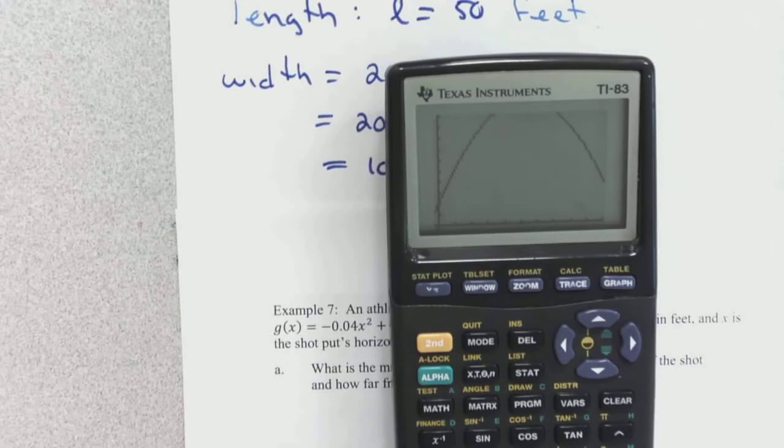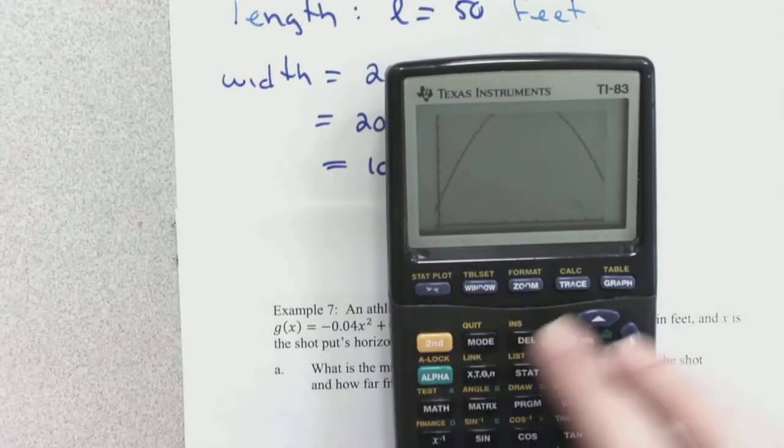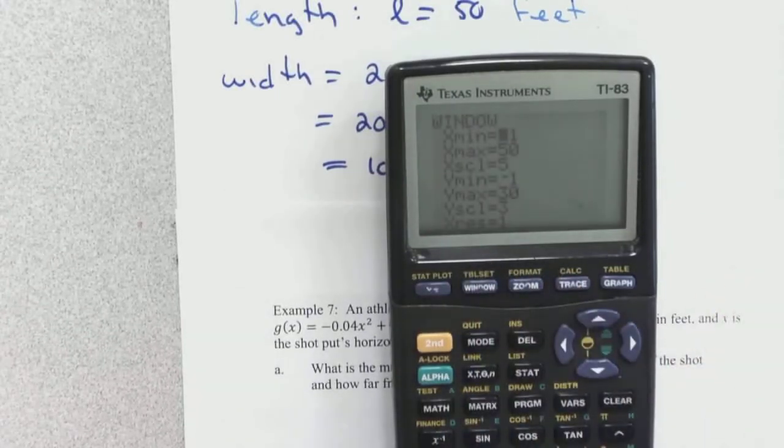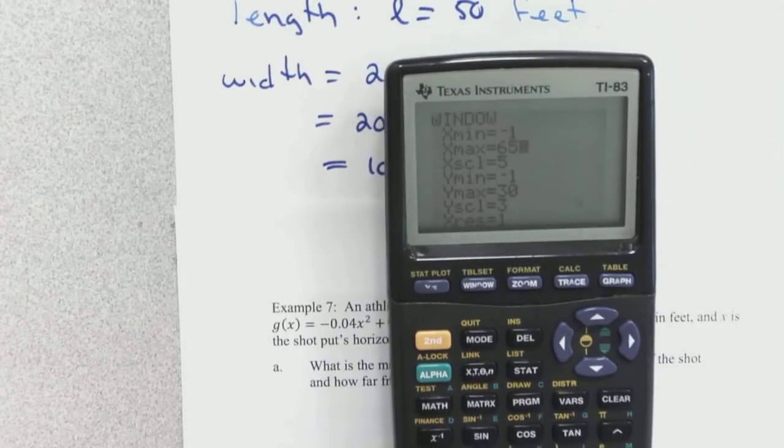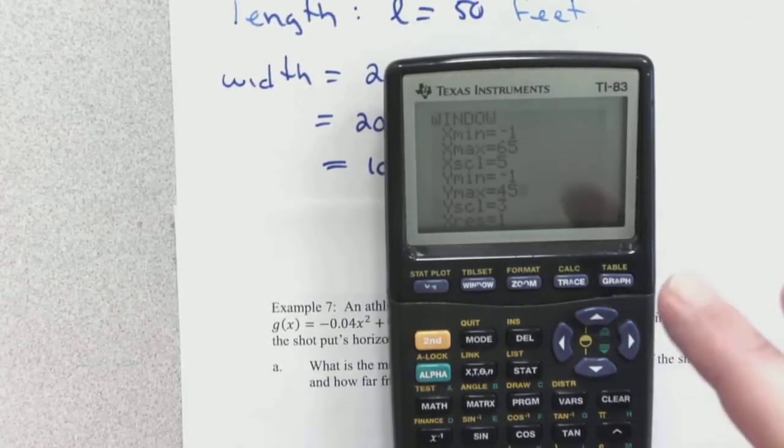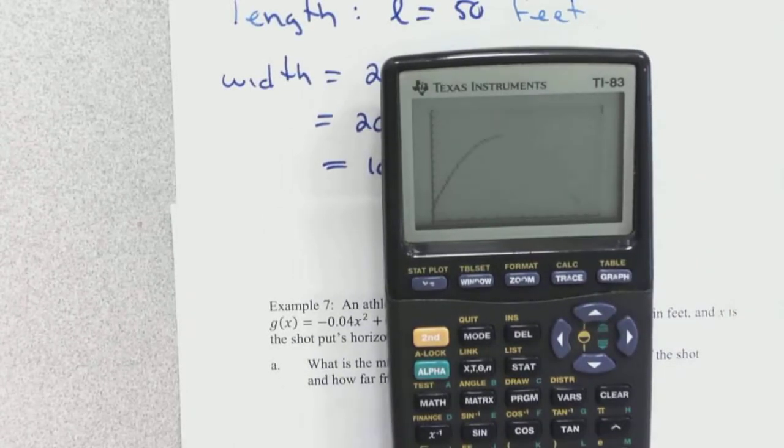Okay, better. It's still not perfect, but we are getting there. We need to go a little bit higher and a little bit further. So I'm going to press window again. 50 wasn't quite far enough, so how about we go to, say, 65? And that wasn't quite high enough. Let's say 45. Again, just guessing. And we graph that. And there is a pretty decent picture.